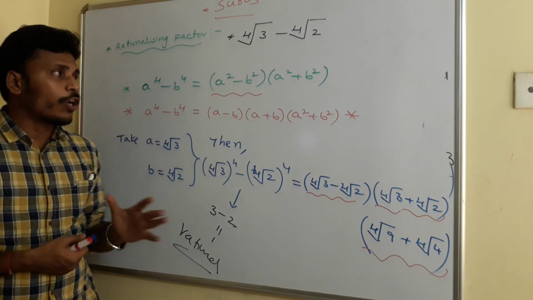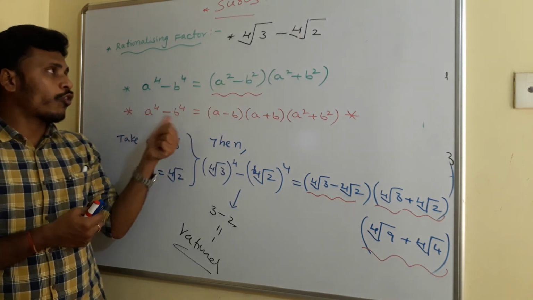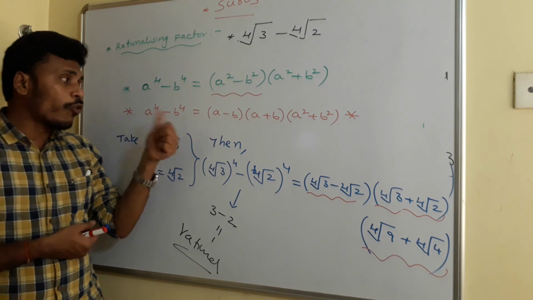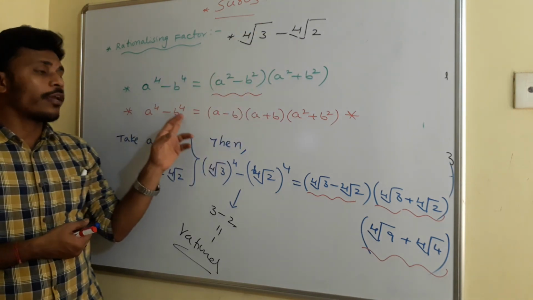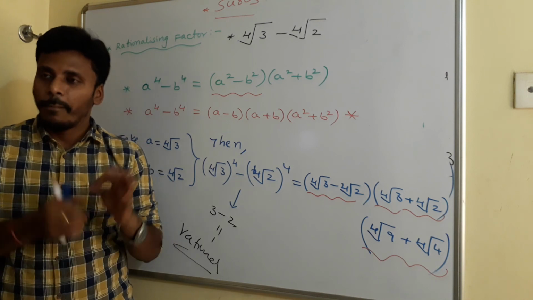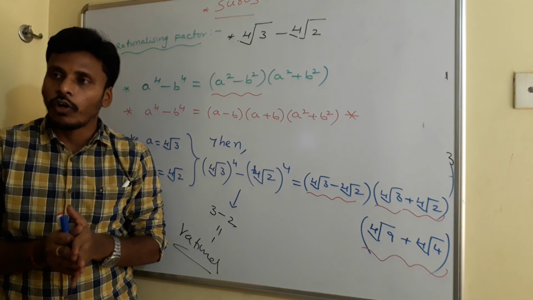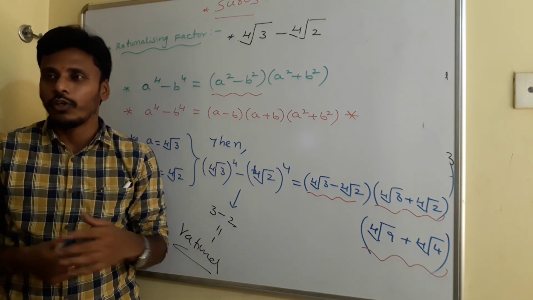Okay, this is the way to find the rationalizing factors. Since it involves fourth order, you utilize a power 4 minus b power 4. If it involves fifth order, you need to utilize a power 5 minus b power 5. If it involves sixth order, you need to utilize a power 6 minus b power 6, like that. But in most cases, you will face problems involving second order and third order. More than that, actually no need to learn.